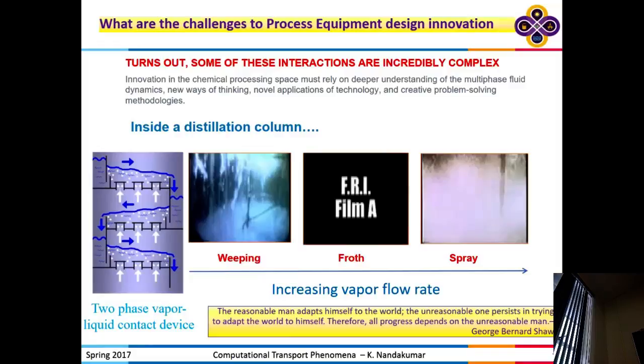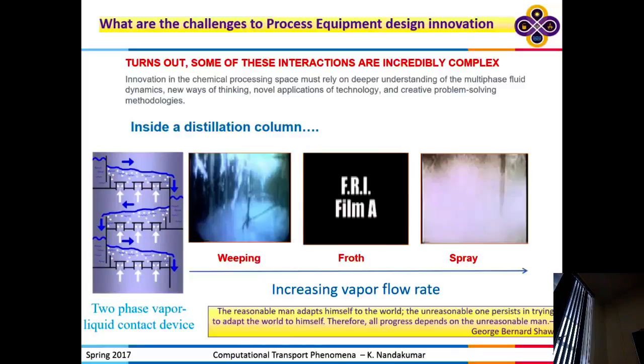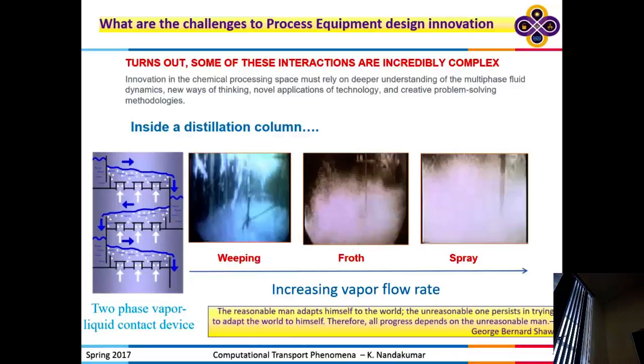Now, this is a multi-phase situation. What happens here, there's a pool of liquid, and there's a vapor that comes through these sieves, and then they bubble through it. And each phase, there's a liquid phase and a vapor phase. Each phase carries at least two different species, two different components. Okay? Methanol and water as an example.